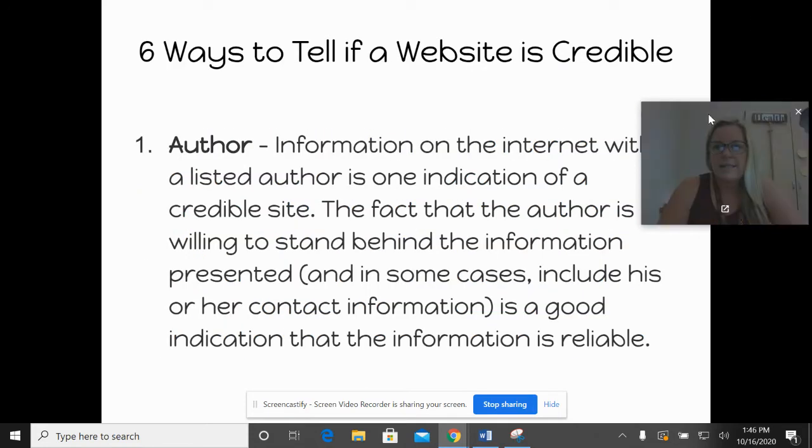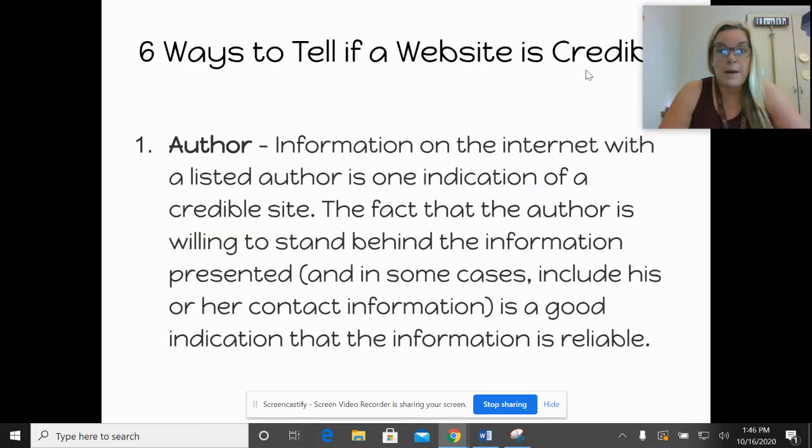All right, so as I said, today we're going to be looking at websites. Some ways to tell whether a website is credible are, first, to see if there is an author. Information on the internet with a listed author is one indication of a credible site. The fact that the author is willing to stand behind the information presented, and in some cases even include their contact information, is a good sign that this information is reliable.